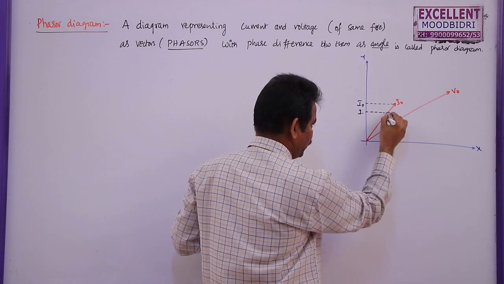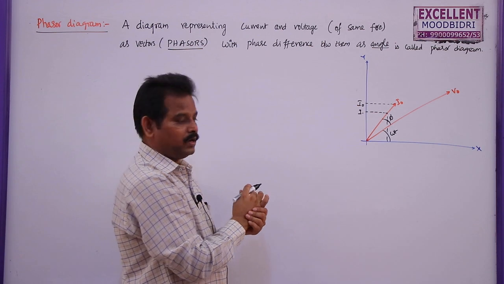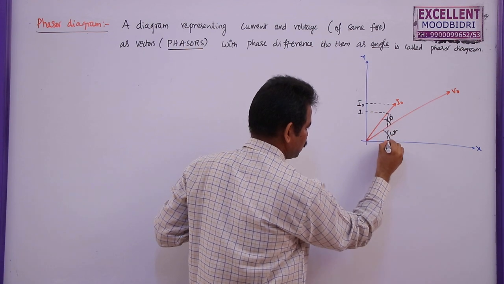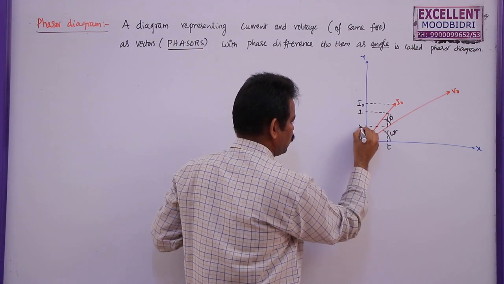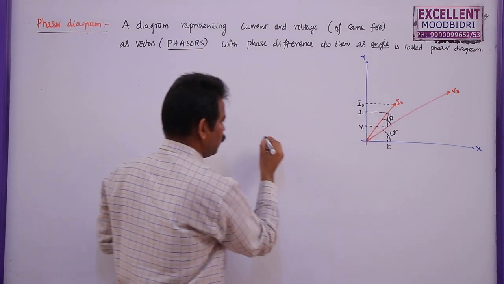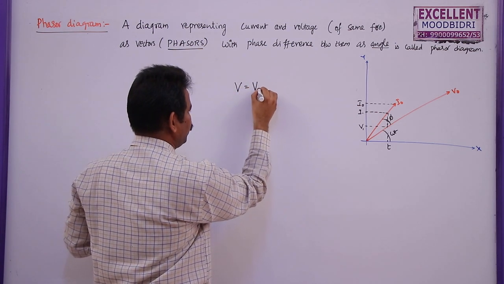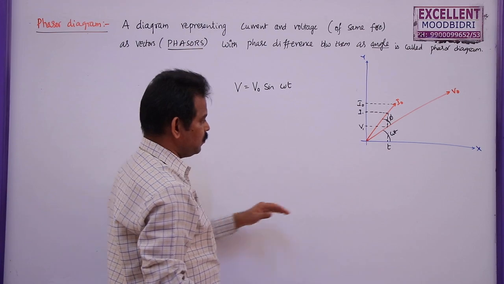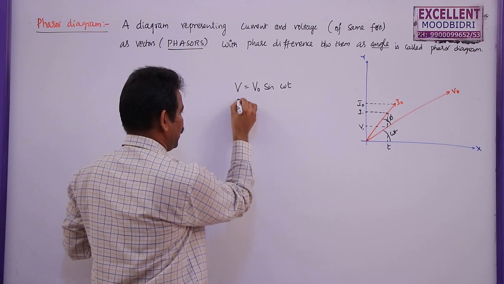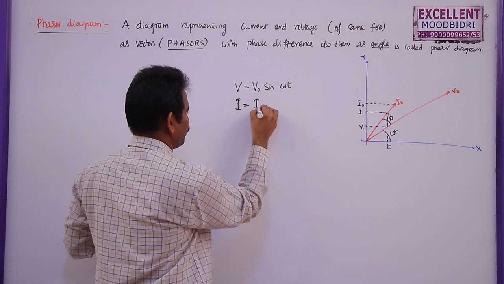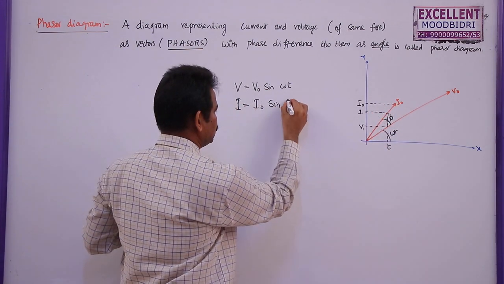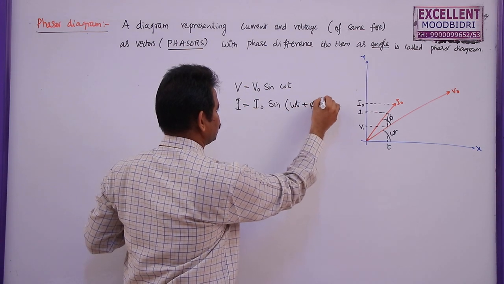At this particular time, what are the values of voltage and current here? The instantaneous value of voltage is V1 and the current value is I1. So this voltage can be written as V is equal to V naught sine omega t. From the x-axis it makes an angle omega t here. But what is the current here? Current I is given by I naught sine of the total angle made by this current with the x-axis, which is omega t plus phi.